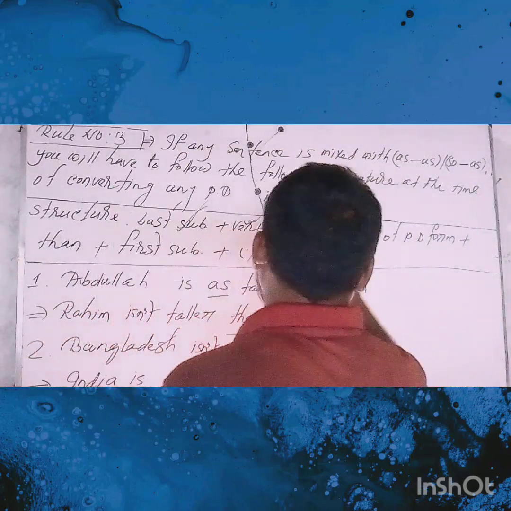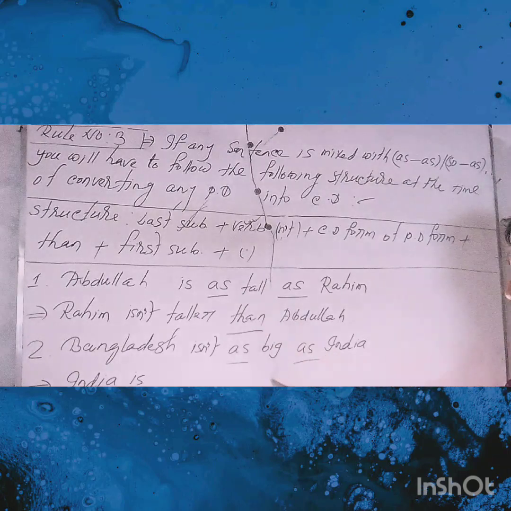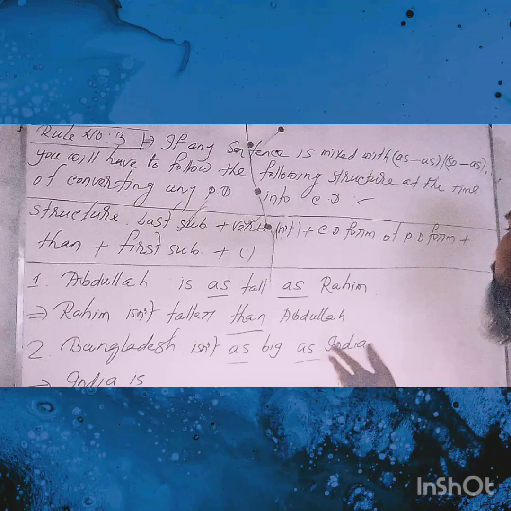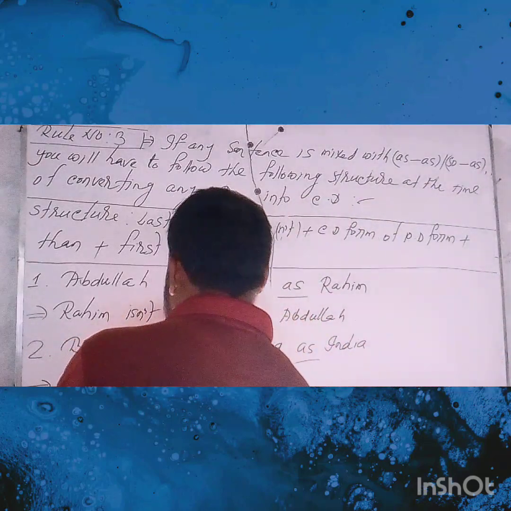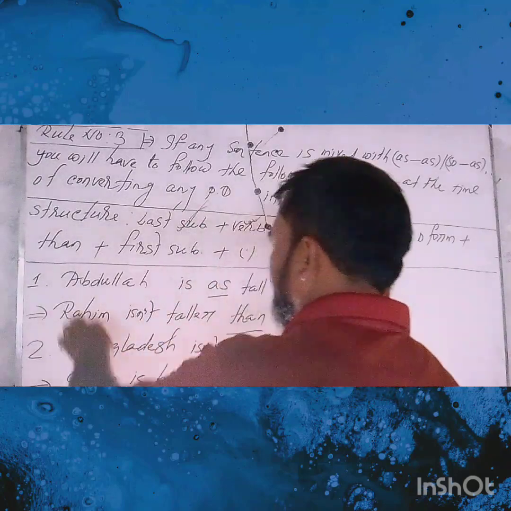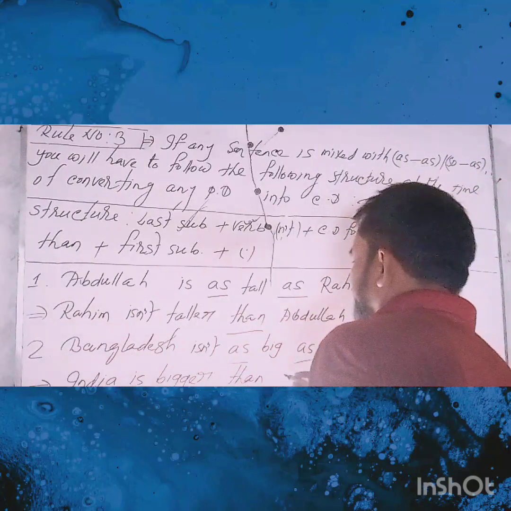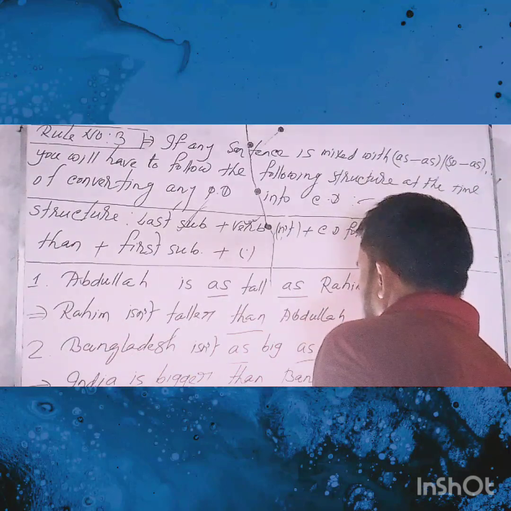So, my dear learners, next is the comparative degree form of the positive degree. Here the positive degree is big, and the comparative form of big, of course you know, which was discussed in my previous class, is bigger. Then we'll have to use "than" and the first subject. Here the first subject is Bangladesh.